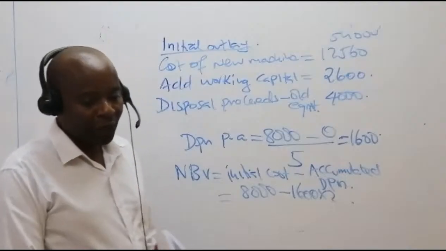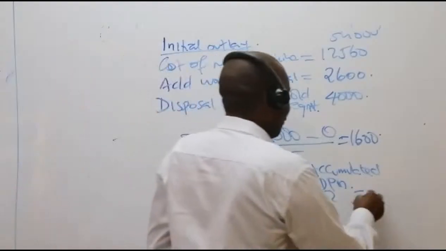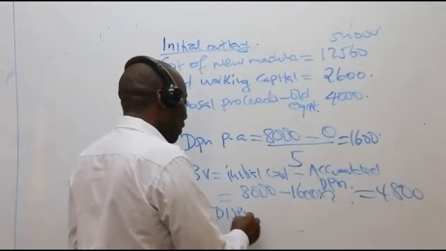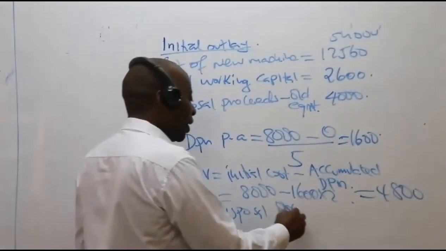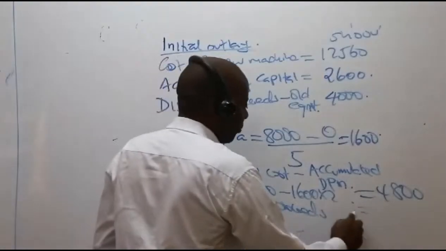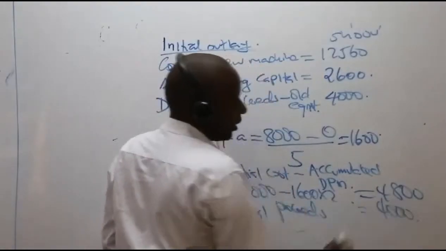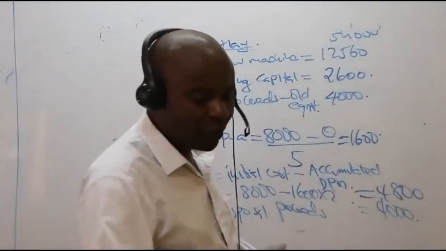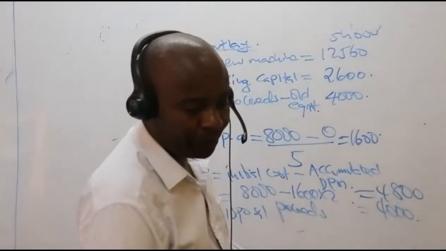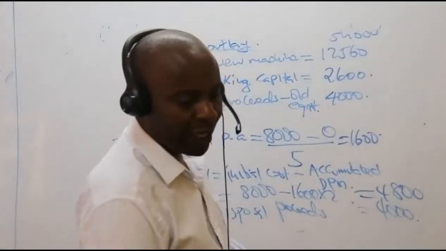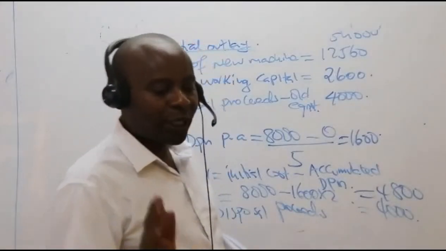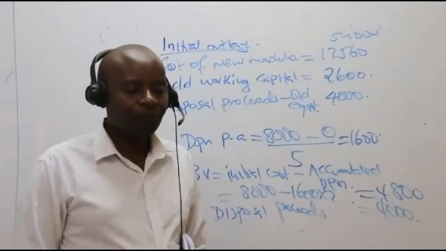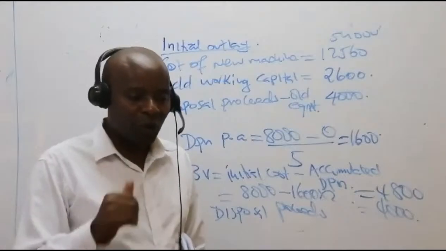So net book value will be 4,800. But now remember that this person wants to buy this machine at disposal proceeds lower than what our machine is worth value-wise. So I can see a loss there. So are we together, first of all, up to there? Are we together? Or what argument do you have?